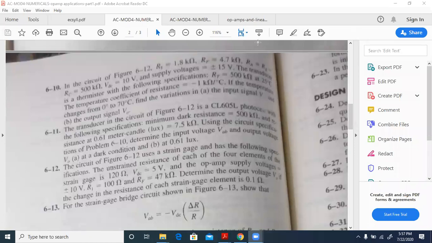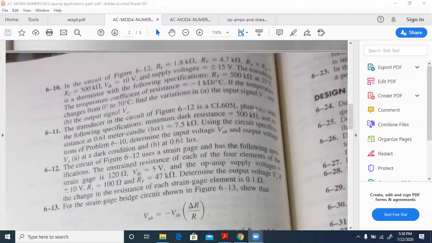Okay, so now let us go for 6.11. The transducer in the circuit of figure 6.12 is a CL605 photocell with the following specifications. Minimum dark resistance is 500 kilo ohms and resistance at 0.61 meter candle. So photocell means if light falls, the resistance is going to decrease. That is what is happening here.